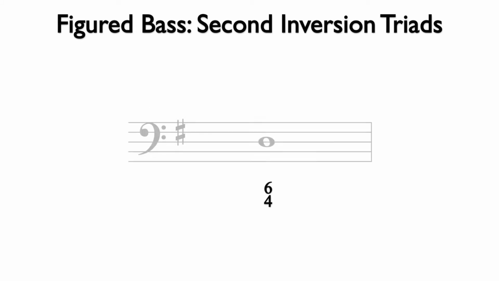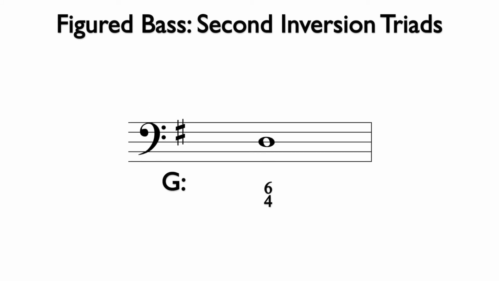Here is an example in the key of G with D in the bass and a 6-4 figure. The 6-4 indicates that this is a second inversion triad. Knowing that the fifth of the chord is in the bass, the first thing to determine is the root of the chord. If we go down by a third, just the line below D, we will find B. This is the third of the chord. If we go down one more third to the line below B, we find G. This is the root.